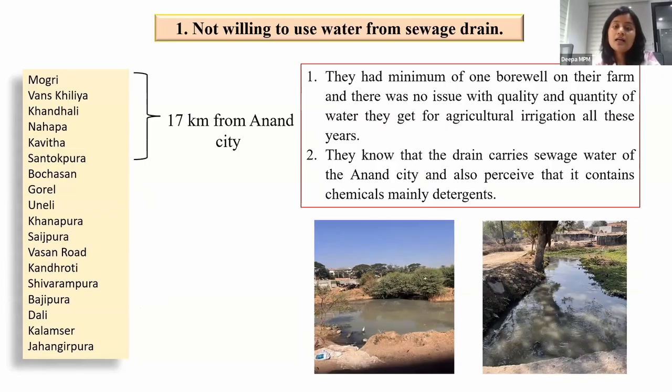The second thing is that they knew the water in the drain is coming from Anand, and it's municipal wastewater. They also had the perception that it contains chemicals which might harm their soil and crops. And the third thing is that you can see in the images how dark and dense the water looks in this stretch. Since I was present there, I can say that there was a bad odor. That was another concern why farmers were not interested in using this water.